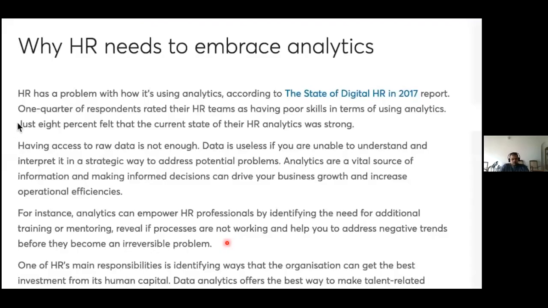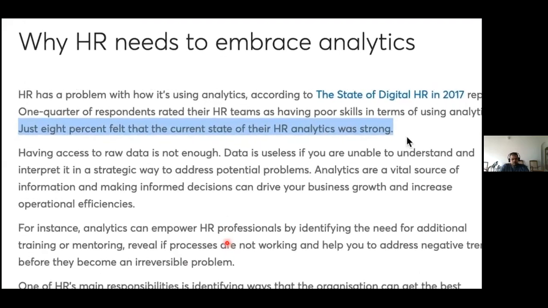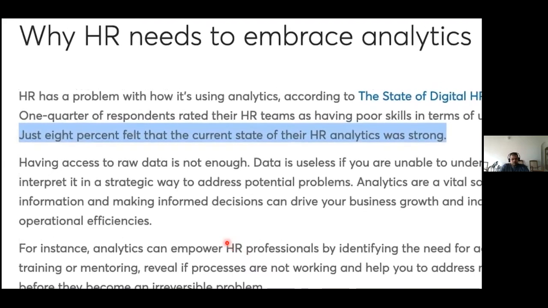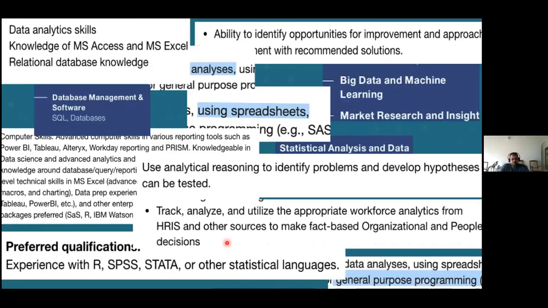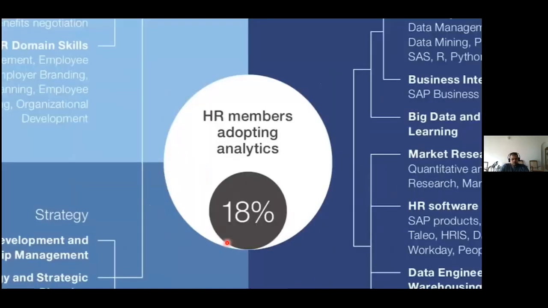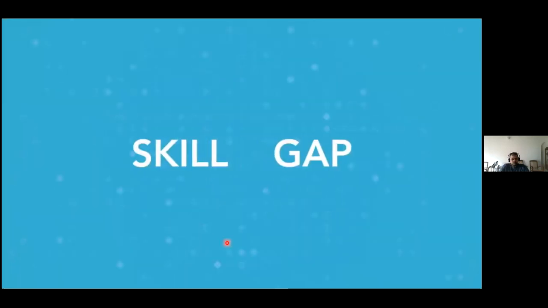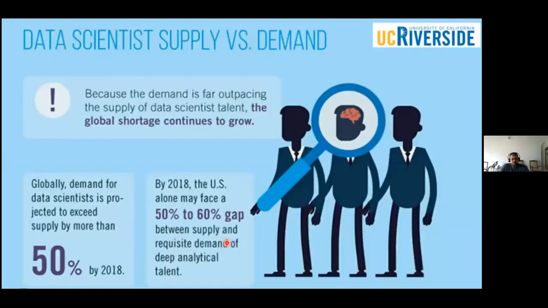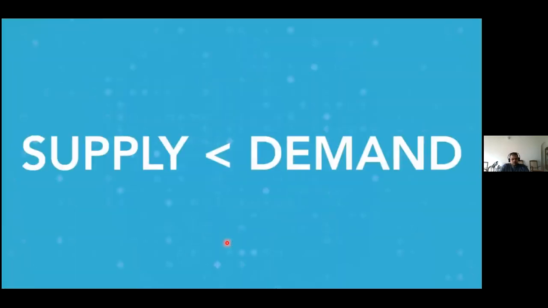Companies rate their HR teams low on analytical skills. Just 8% felt that the current state of their HR analytics was strong. There simply aren't enough people who possess these skills to take on the data-driven jobs. In fact, a study by LinkedIn shows that only 18% of HR professionals currently have these skills. It's also projected that the skill gap will keep growing. University of California estimates that the global demand for data scientists has already exceeded the supply by over 50%.